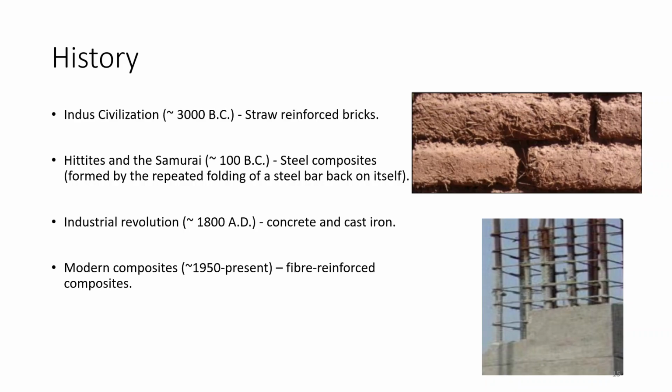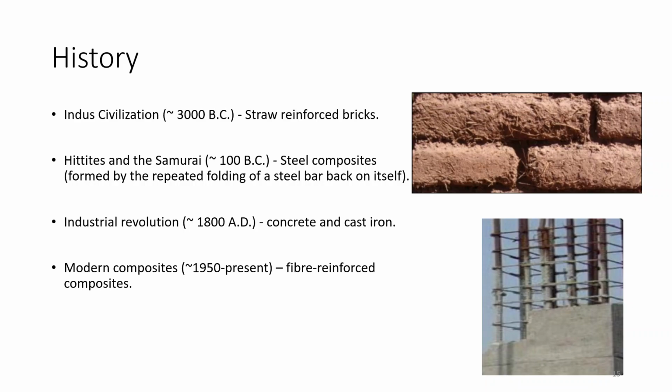Next, in history also we can see some of the uses of composites. In the Indus civilization, which was around 3000 before Christ, straw reinforced bricks were used. Here in the picture you can see these straws are used, with clay or soil, so that will be acting as matrix, and this straw will be acting as reinforcement. In Hittites and the samurai around 100 before Christ, steel composites were used, and they were formed by the repeated folding of a steel bar back on itself.